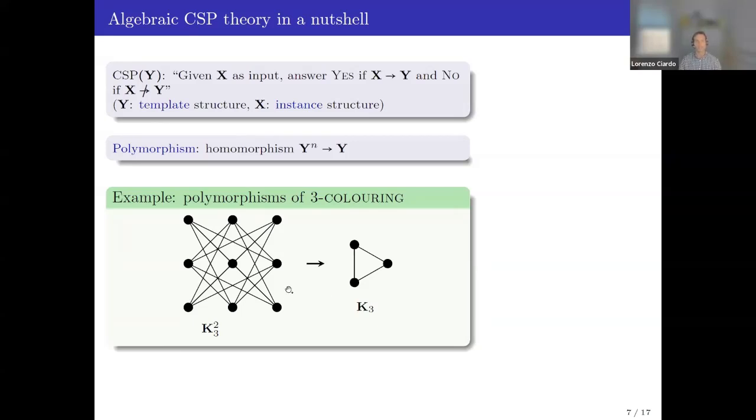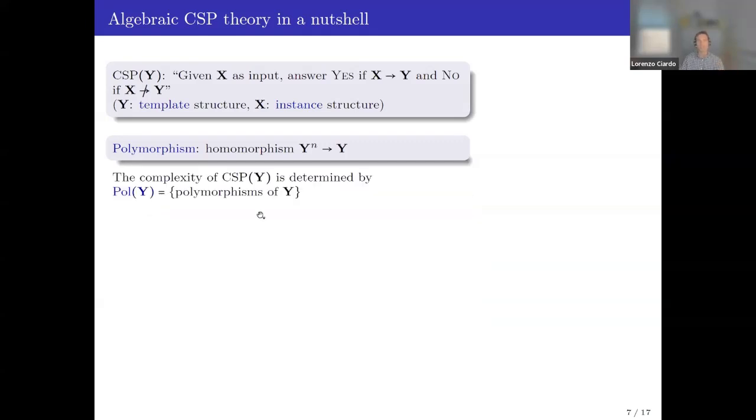So let's try to 3-color this graph. There is, for example, this option here: arrange the colors vertically. There is an option of arranging them horizontally, but we quickly see that there are not many options. So the polymorphisms of 3-coloring are very limited, and their structure is very clear. They are all projections, which means that I am just projecting on some coordinate. And this is essentially the reason why 3-coloring is NP complete. The complexity of a CSP is entirely determined by the set of its polymorphisms.